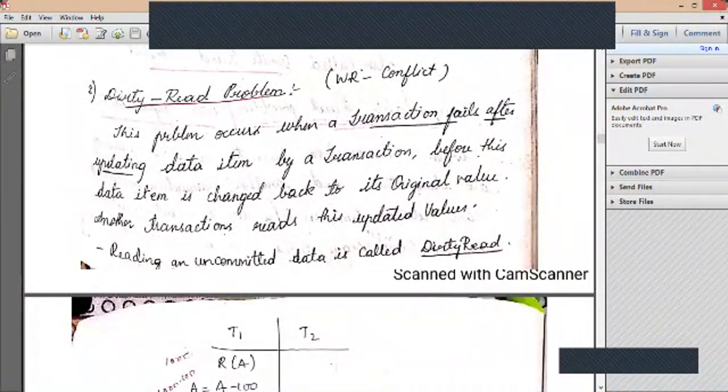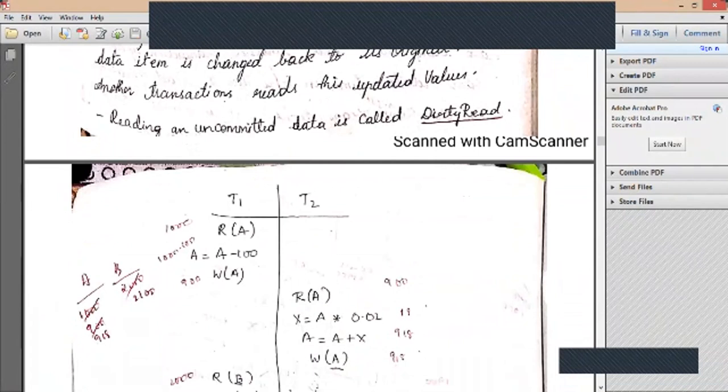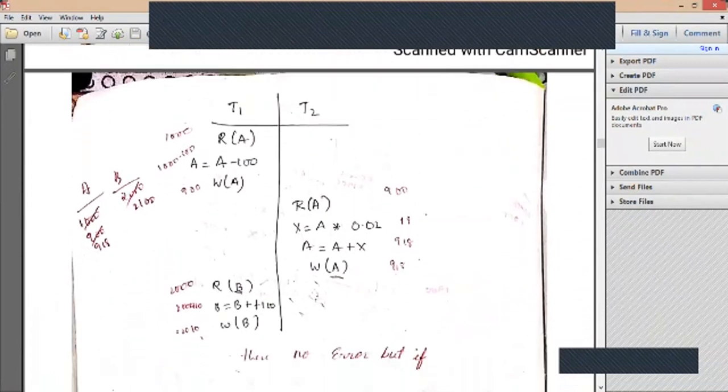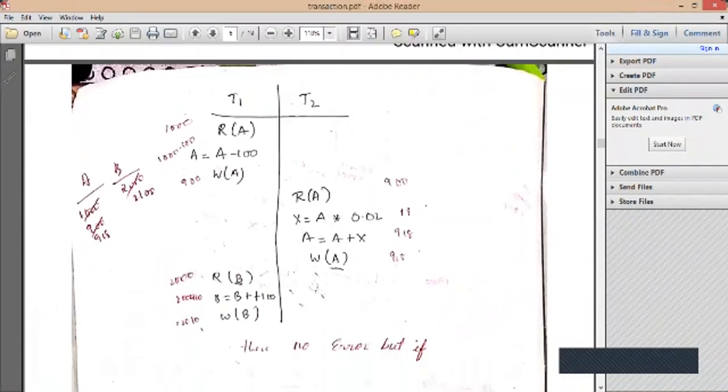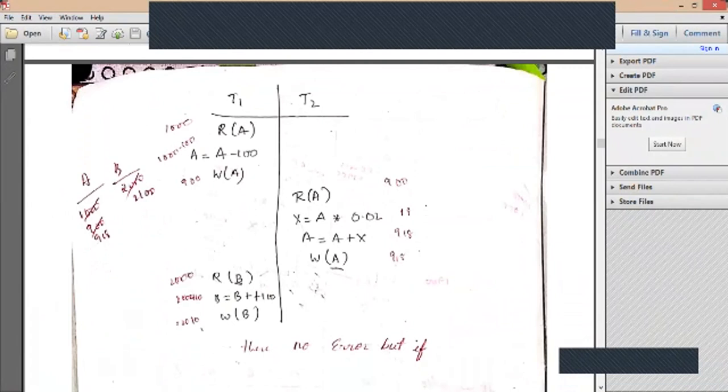Okay, now next is write read conflict. Let us come to this example. Now what is write read conflict? Suppose the same example as above, the only thing is that after that we are performing a particular read, and the same steps we are doing, that is write of A. So what is the value now here? 918.